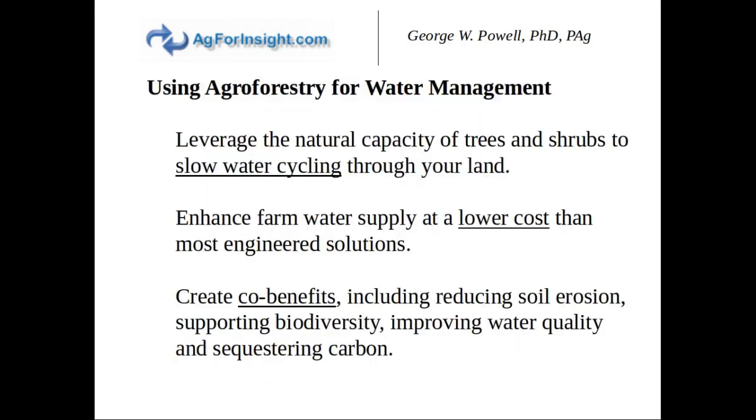So in using agroforestry for water management, what we're trying to do is leverage the natural capacity of trees and shrubs to slow water cycling through the land. By slowing it, we are able to make use of that water beneficially without having it move off too quickly. And we can enhance those farm water supplies at a lower cost than most engineered solutions, so going the route of drilling wells, building dams, impounding water, and pumping it and the like. And you also get many co-benefits from agroforestry, including reducing the potential for soil erosion, supporting biodiversity, improving water quality, and sequestering carbon.